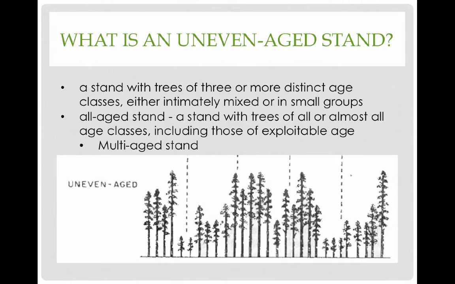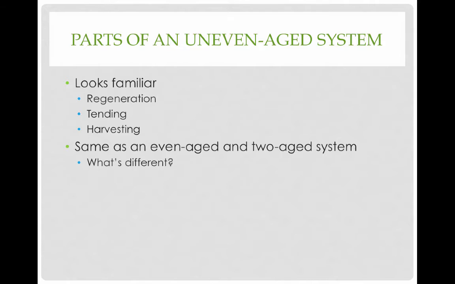Now, the parts of an uneven age system, and these should look very familiar. This question is going to come up on your next exam. Regeneration, tending, and harvest. These are three parts of any good silvicultural system.